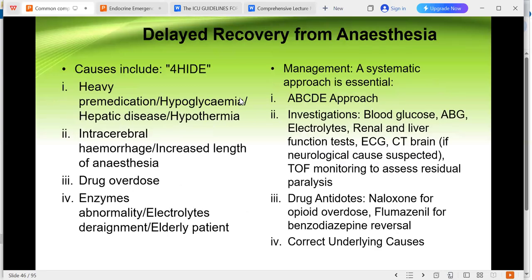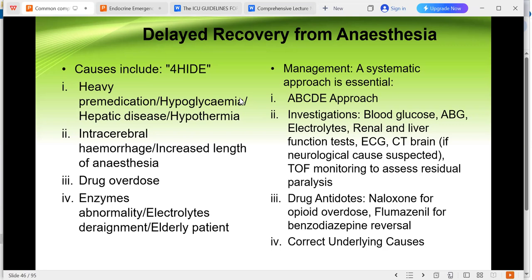All right, what are the common causes? So heavy premedication. When you premedicate this patient heavily, remember that premedication is usually strictly referred to medications that are administered within 30 minutes to 1 hour before anesthesia. So heavy premedication, patient with hypoglycemia, hepatic disease, or patient may be hypothermic, especially in theater where you do not have a controlled temperature.